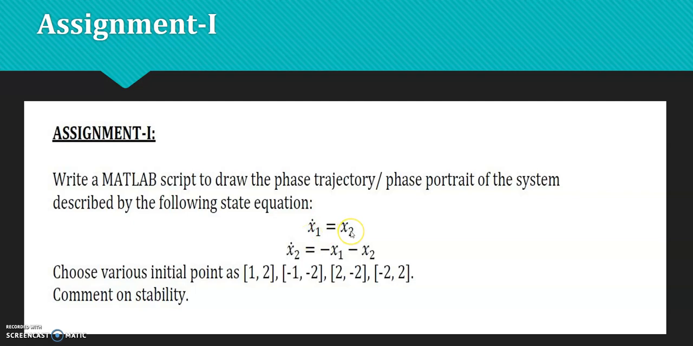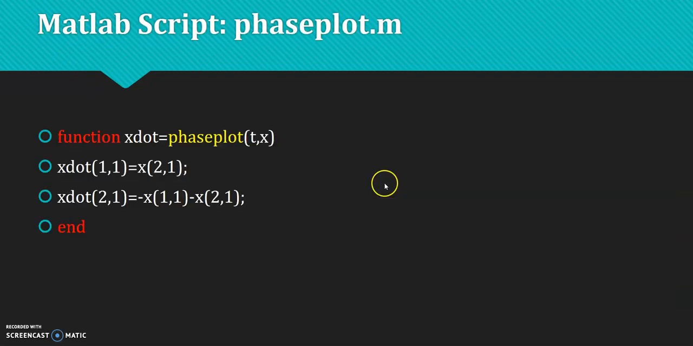That means how I am going to write it: x1 dot equals x2 and x2 dot equals minus x1 minus x2. I will store this file. Then I will use ode45 to solve this differential equation. Now, this is a program or a subroutine written in the MATLAB environment, and as you have seen, x1 dot equals x2, x2 dot equals minus x1 minus x2. So it is a subroutine we have written.